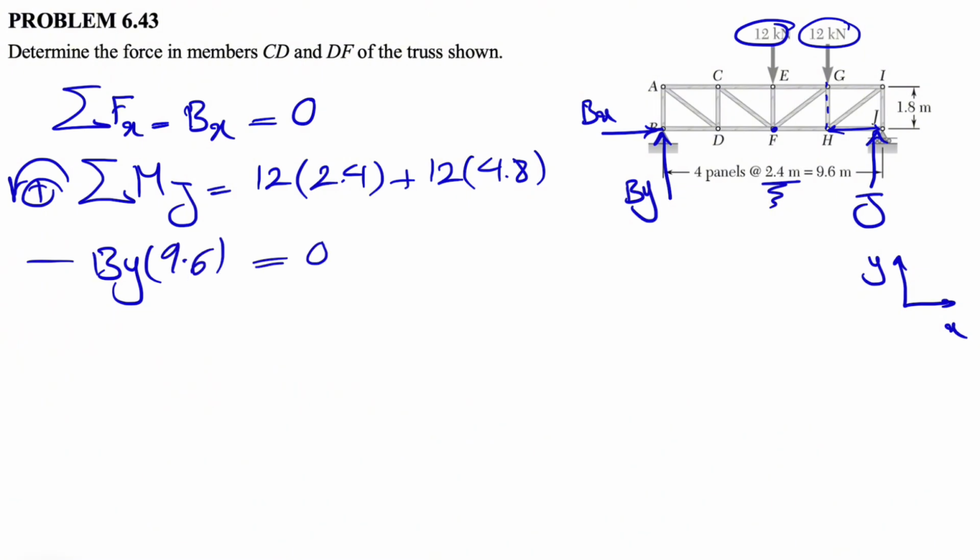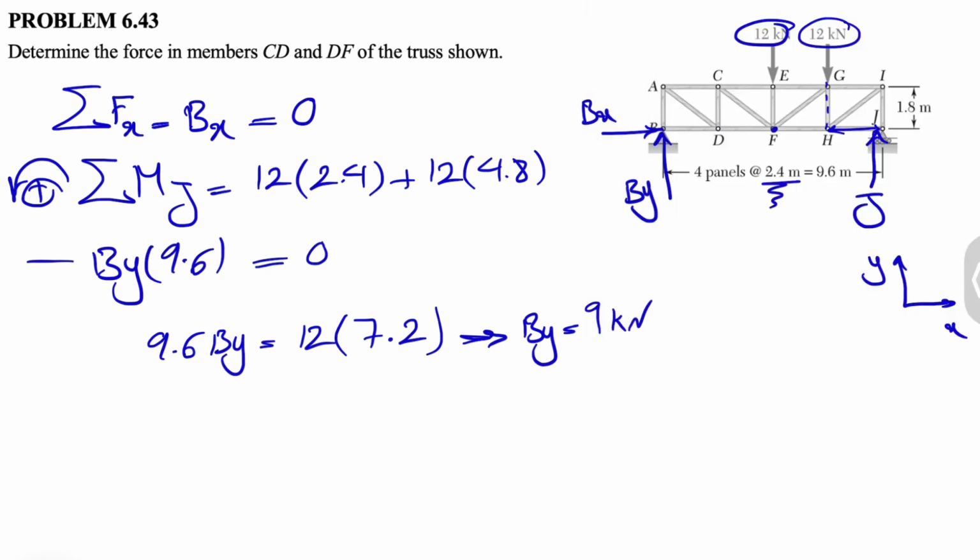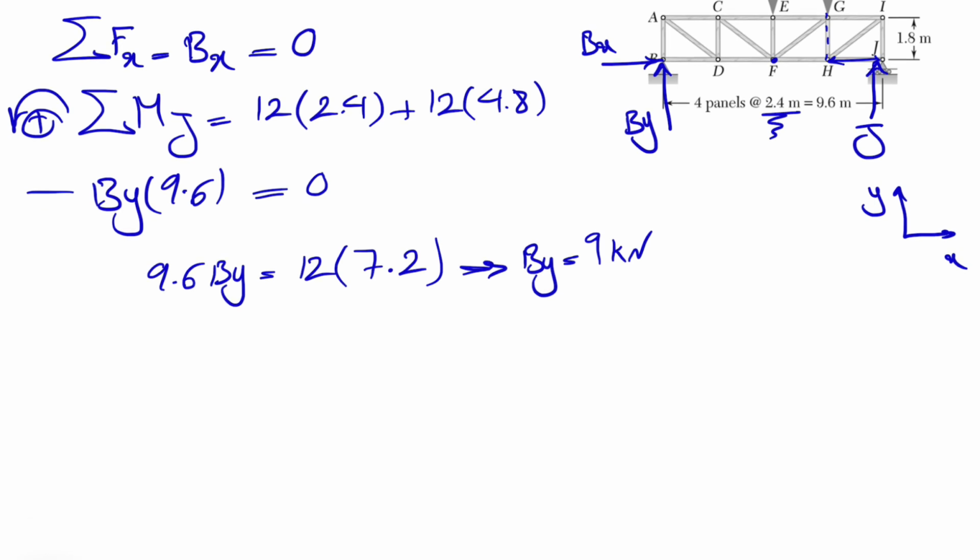So from here, we can find By. 9.6 By is equal to, if we factor 12 in here, we have 4.8 plus 2.4. And here we can find By: 12 times 7.2 divided by 9.6. That's going to give us 9 kilonewton. No negative sign, that shows that By is in the correct direction.